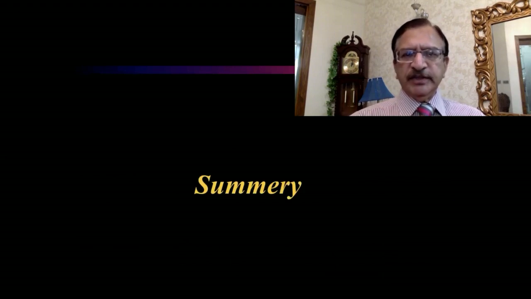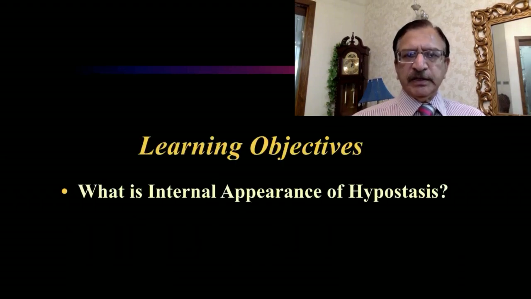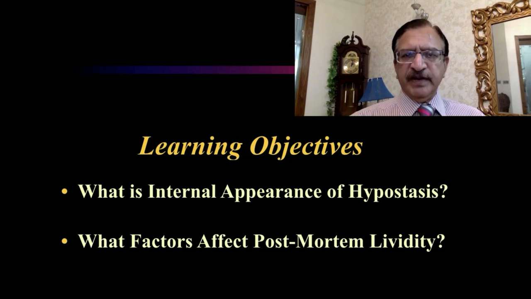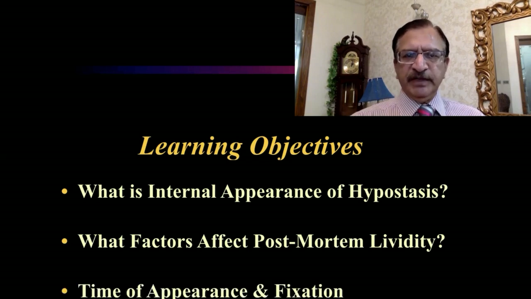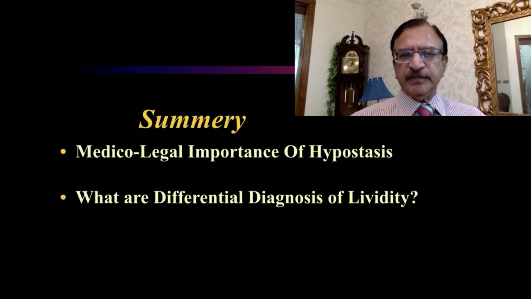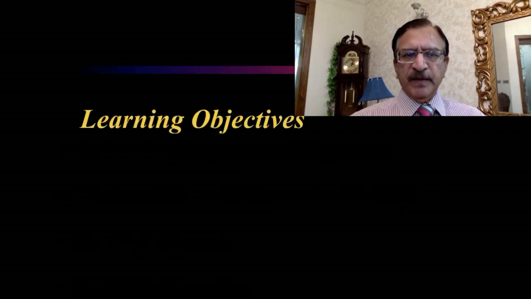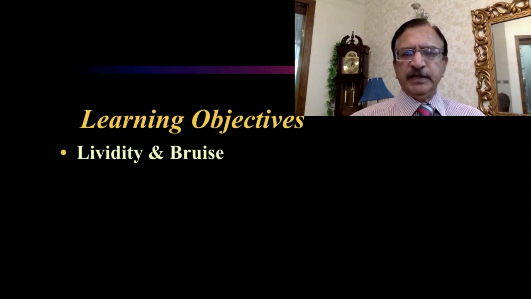So that's all about this lecture, and the summary of this lecture is that we have understood the internal appearance of various organs in hypostasis, and the various factors which can affect the postmortem lividity, the time of its appearance and fixation, and the medico-legal importance of hypostasis. And what are the conditions which simulate hypostasis, that are the differential diagnosis of hypostasis. That is cyanosis, congestion, and bruise. We have learned about how they are distinct from the lividity.